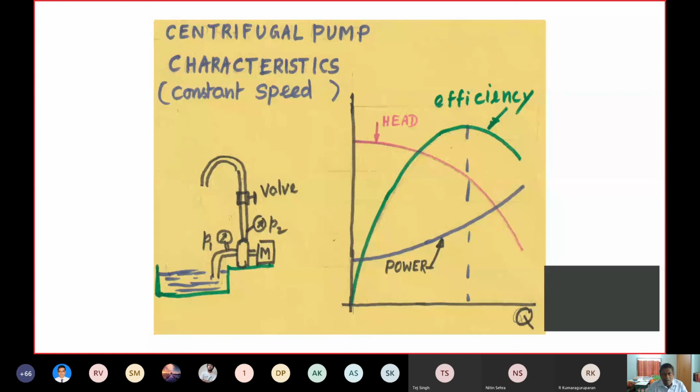Well, now we will see the centrifugal pump characteristics for constant speed. Okay, so this has to be done in the laboratory. You have the centrifugal pump connected to the motor and the suction pipe. In the suction pipe, you will have one pressure gauge. Delivery pipe also, there is a pressure gauge. Now, depending upon the valve position, you can control the volume flow rate.